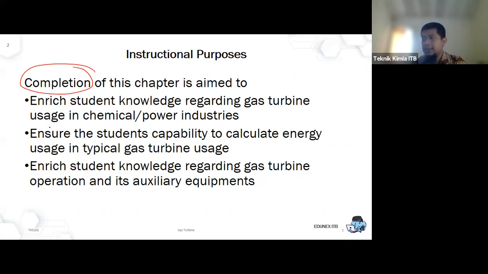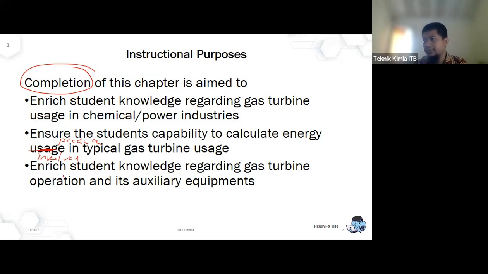The second purpose of this chapter is to increase your capability to calculate the energy involved in using or maybe producing power in a typical gas turbine. I'm sorry, here should be energy involved. You need to know it from the basics, and maybe I'm going to repeat a little bit of discussion or chapters from the thermodynamics class.